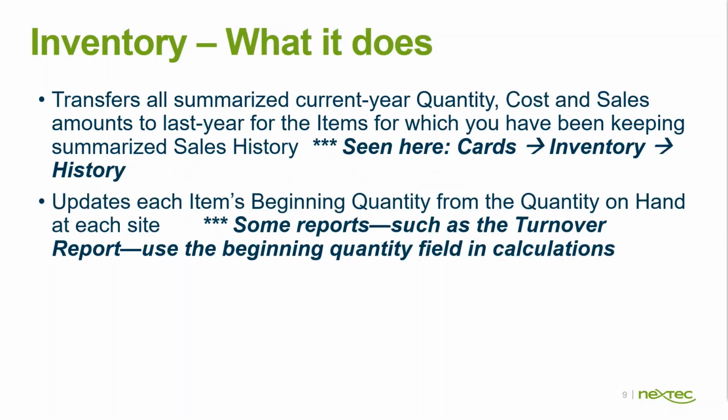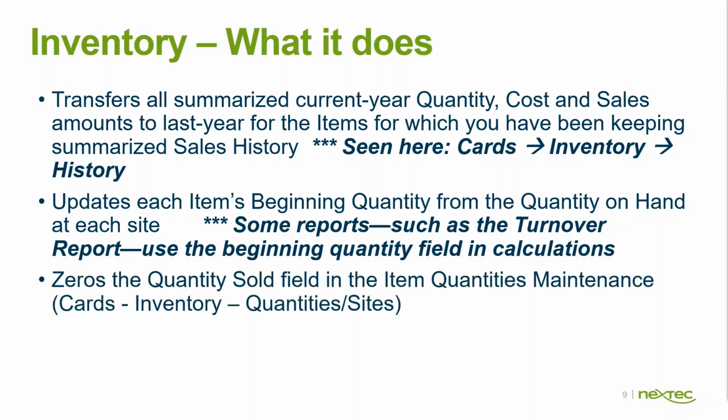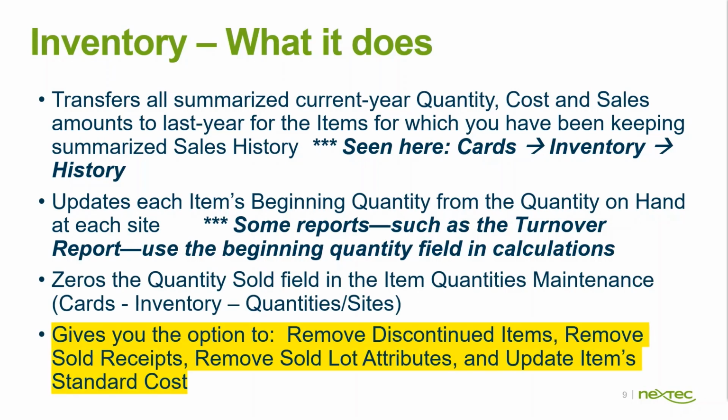What's this going to do? It's going to transfer all summarized current year quantity, cost, and sales amounts to the last year for the items which you are keeping your summarized sales history. It updates each item's beginning quantity from the quantity on hand at each site. Zeroes the quantity field on the quantity items maintenance, and gives you the option to remove discontinued items, remove sold receipts, remove sold lot attributes, and update the item's standard cost.